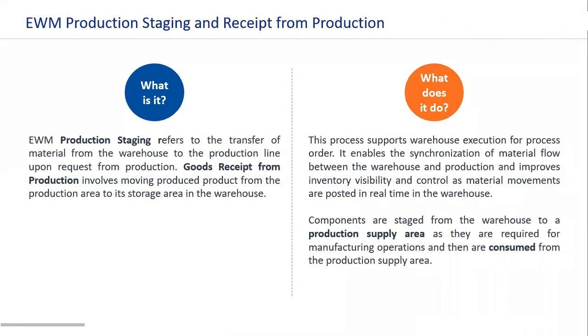What does it do? This process supports warehouse execution for process order. It enables the synchronization of material flow between the warehouse and the production, and improves inventory visibility and control as material movements are posted in real time in the warehouse. Components are staged from the warehouse to the production supply area as they are required for manufacturing operations, and then are consumed from the production supply area.